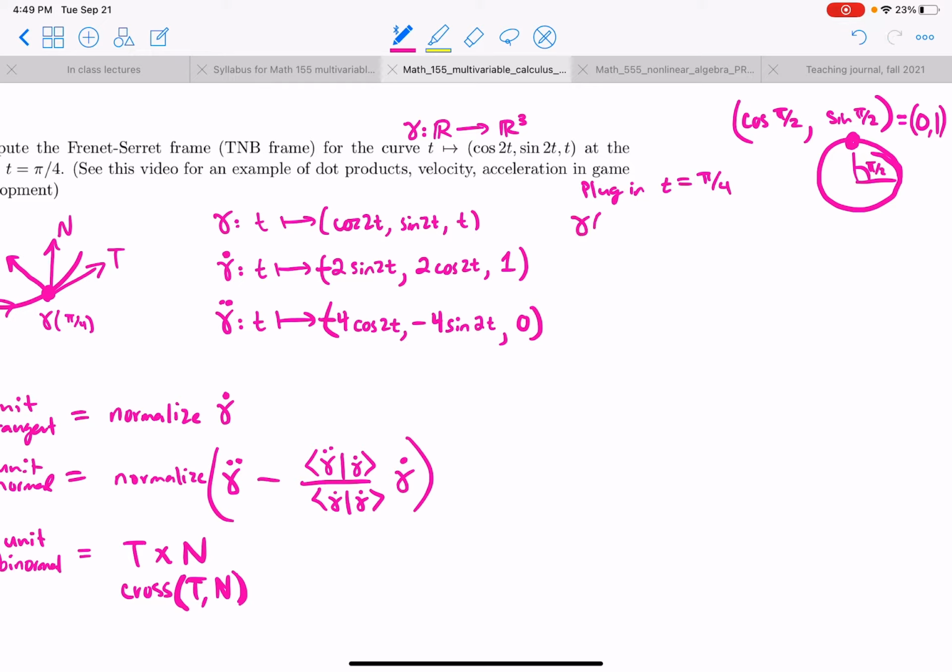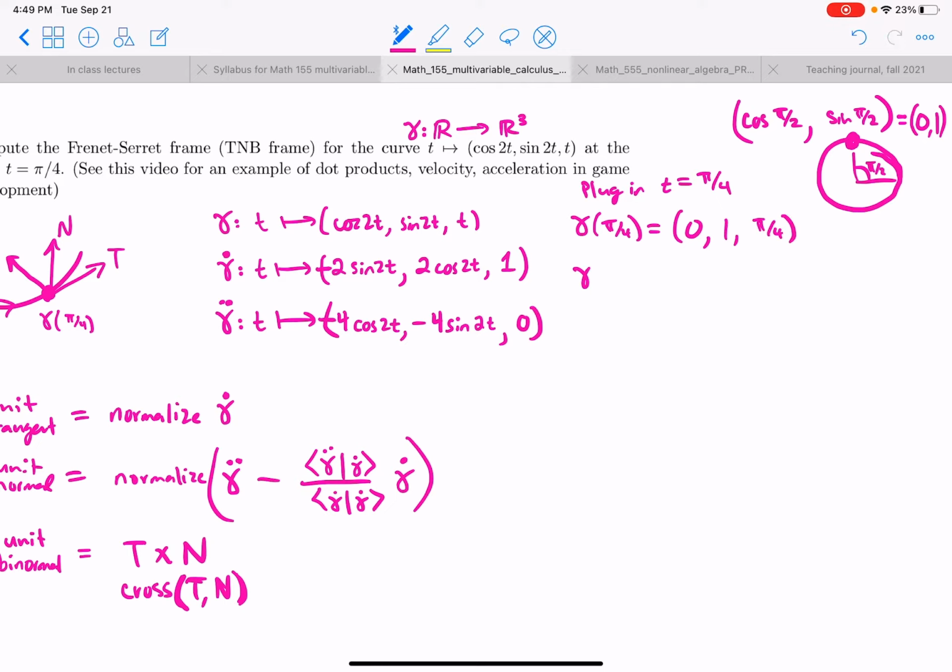Okay, so gamma at that specific t, let's set t equal to pi over 4. I don't want to keep writing pi over 4 everywhere, but here we go. The cosine becomes 0, so this becomes a 0, a 1, and a pi over 4.